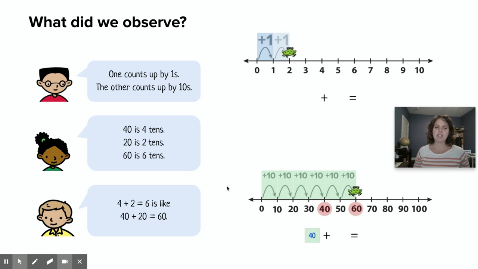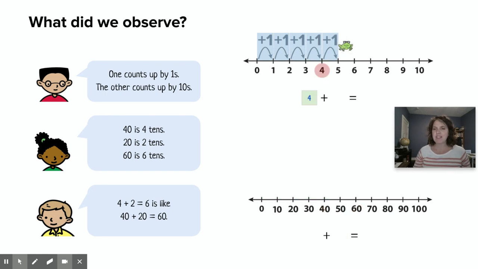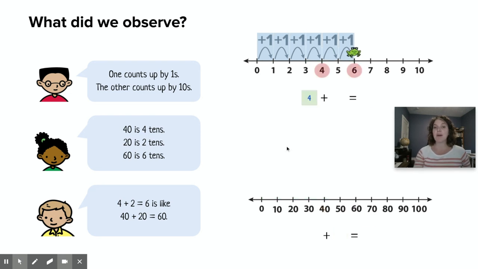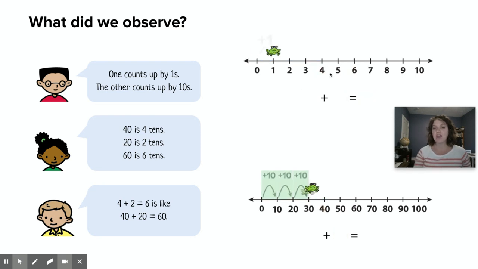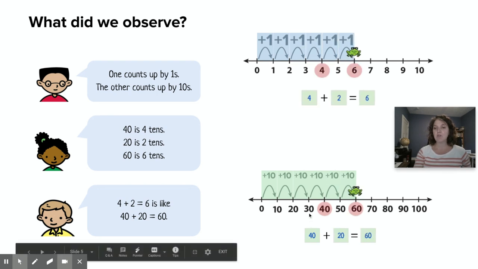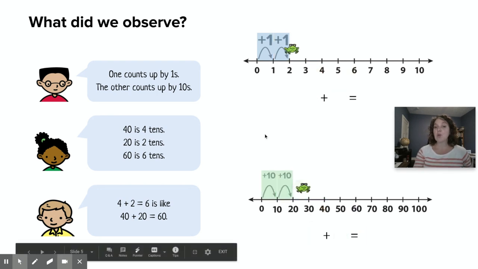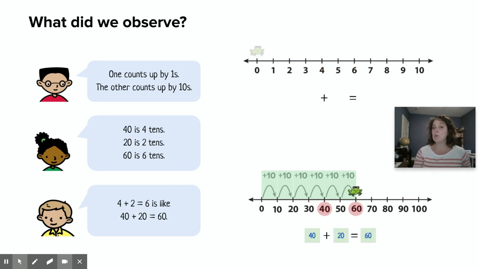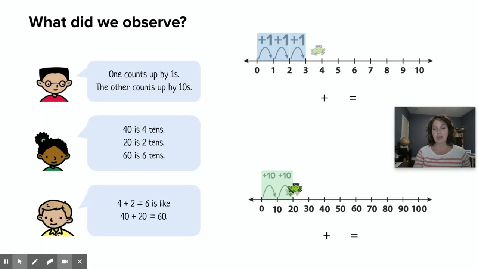And the little boy at the bottom says, well, 4 plus 2 equals 6, and that's kind of like 40 plus 20 equals 60. And he's right. When we count by ones, we just have that single digit at the top. And when we count by tens, we're just adding those groups of tens together. So when you can solve 4 plus 2 equals 6, you can solve 40 plus 20 equals 60.